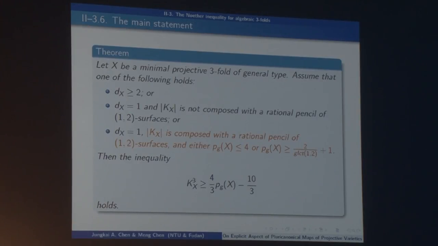The main theorem is a joint work with Jungkai and Chen Jiang. We almost proved this inequality, but only in the orange colored cases. This case is conditional, and here I explain the condition. The 1-2 surface case is explained by Jungkai. This is a two-dimensional family parallel to genus 2 curves. And the last case is GLCT of 1-2, the global log canonical threshold of the 1-2 surface. So only the last case, when gamma is a rational curve and the general fiber of the induced fibration is a 1-2 surface.